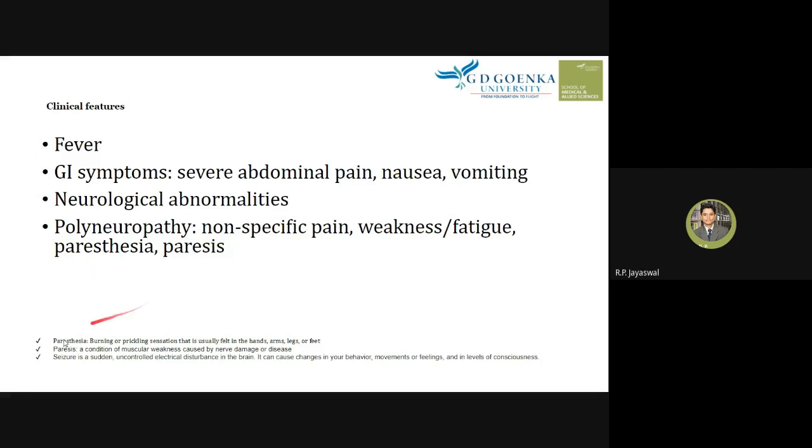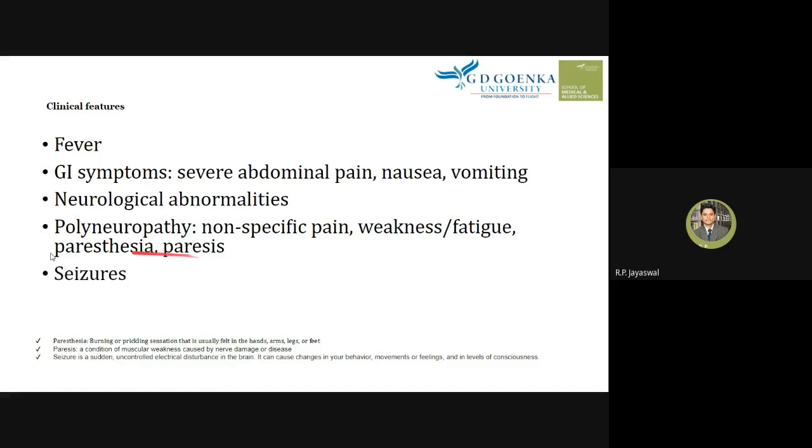Paresthesia is a burning or prickling sensation that is usually felt on the hands, arms, legs and feet. So a burning and prickling sensation occurs. This is called paresthesia. Paresis is a condition of muscular weakness caused by nerve damage or disease. So paresis can also occur, which is a muscular weakness, and this can be a result of nerve damage.